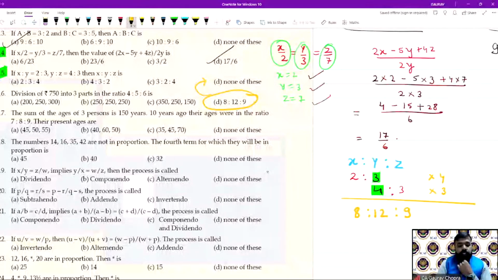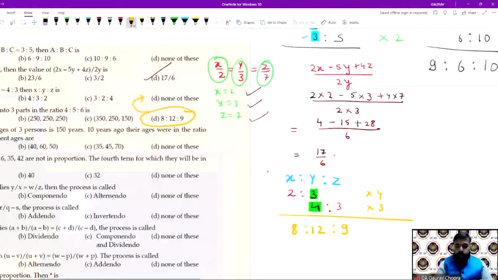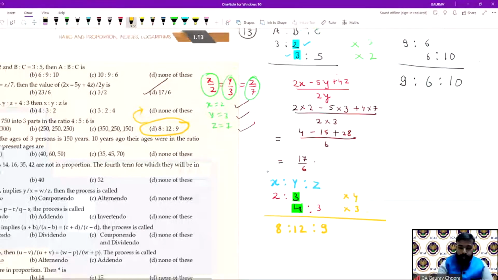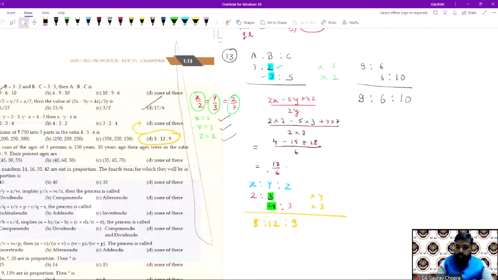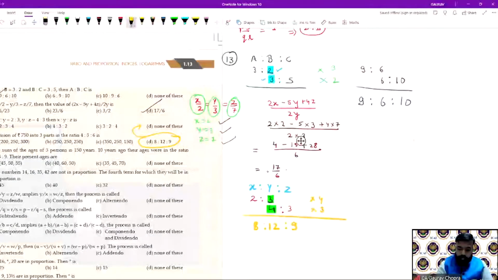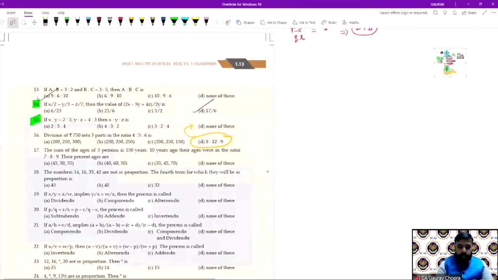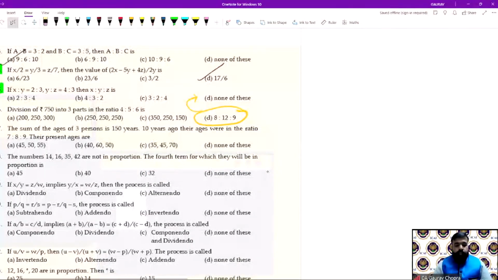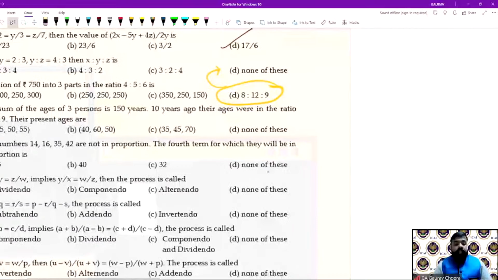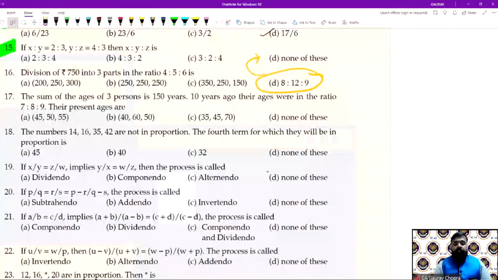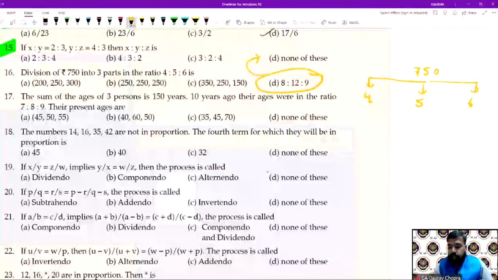Next one is the 16th. Now 16th is very, very easy. You can try this. So let us make some space here to solve. Yes, 16, you have to simply divide 750 into 3 parts in the ratio of 4, 5, and 6. So 750 to be divided into 3 parts, 4 ratio 5 ratio 6.